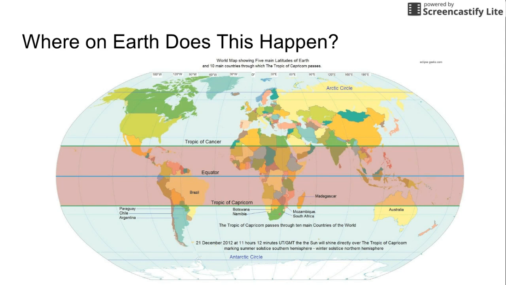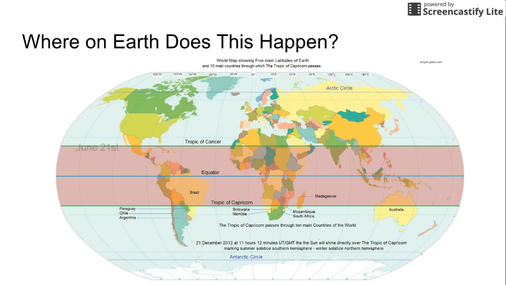So again, where on Earth does this happen? Well, if we look at a map, the overhead sun has a couple boundaries. Its northernmost boundary is going to be at 23.5 degrees north. That's known as the Tropic of Cancer. And its southernmost boundary is going to be at the Tropic of Capricorn, which is at 23.5 degrees south. So the overhead sun will never be seen on Earth outside of these locations.